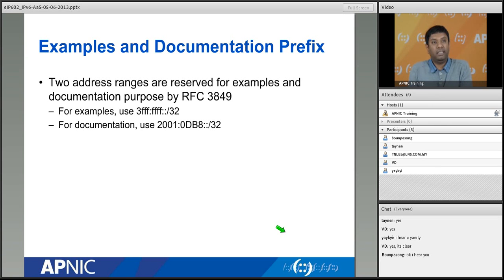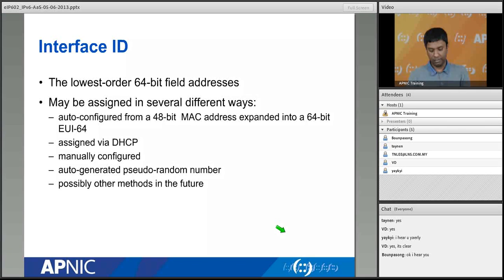For documentation, an example, there is a special prefix. For documentation, we have the prefix 2001:0db8::/32. For example, we also have a special prefix called 3FFF::/32, right? So when you are writing books, white papers, journals, you use this prefix for your documentation and examples.